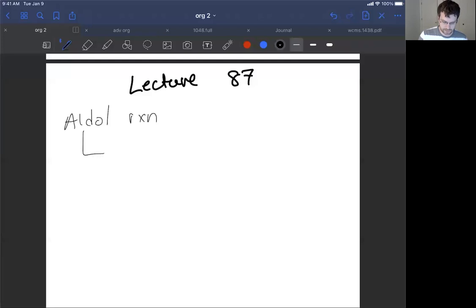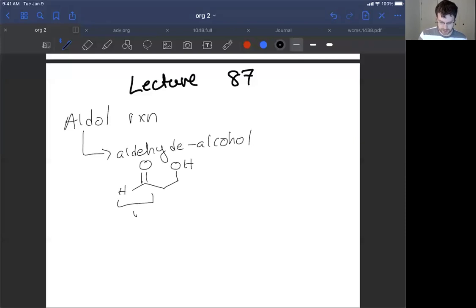Okay, so aldol, this isn't a person actually, as awkward as the name is. That's short for aldehyde alcohol. There was no scientist named aldol, is what I'm getting at. What this has to do with is that in the aldol reaction we typically make a product that looks like this. If you notice, it's got an aldehyde and an alcohol.